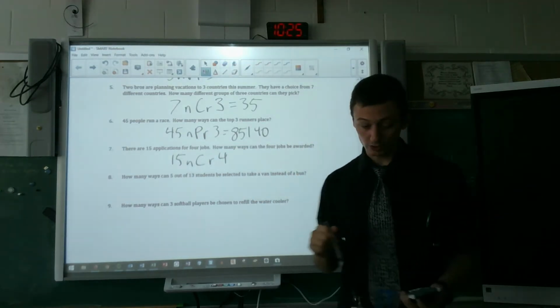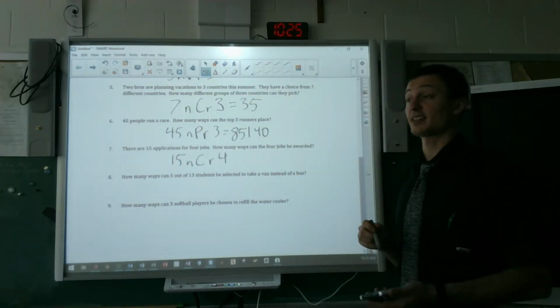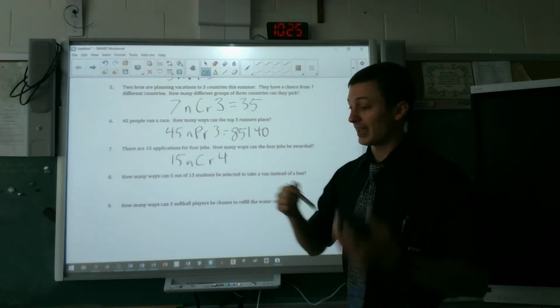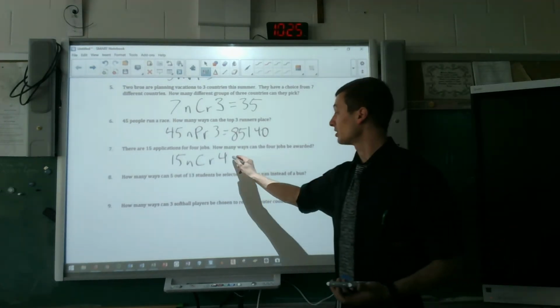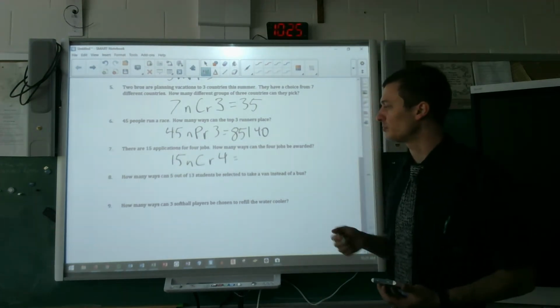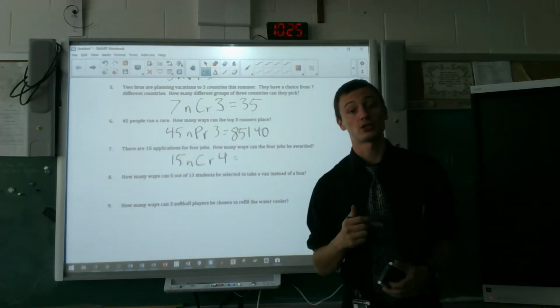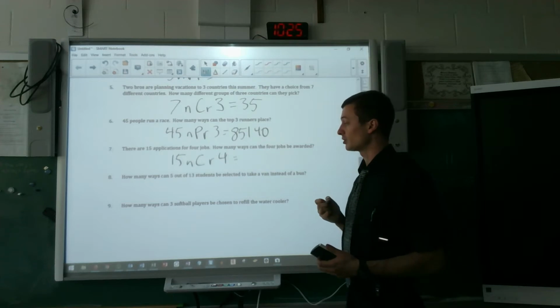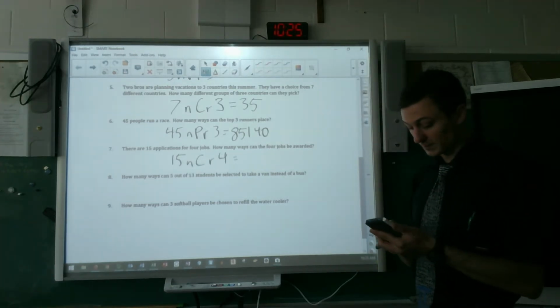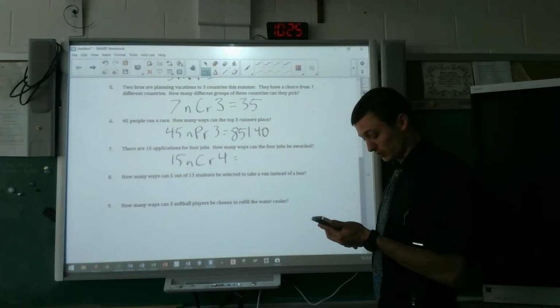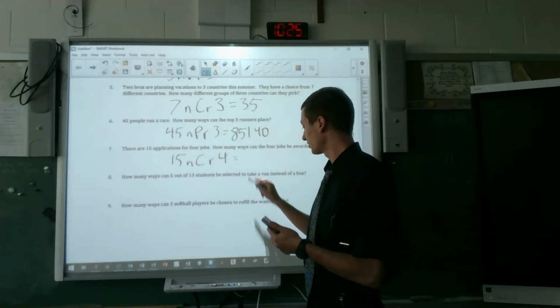Now, if you were to come across a question like this on a test and you answered it one way and I thought it should be another way, feel free to argue your answer. Because in this case, that would absolutely be arguably a permutation. But I think a combination fits this better with the way the problem's worded. So I'm going to do 15 nCr 4, which is 1,365.